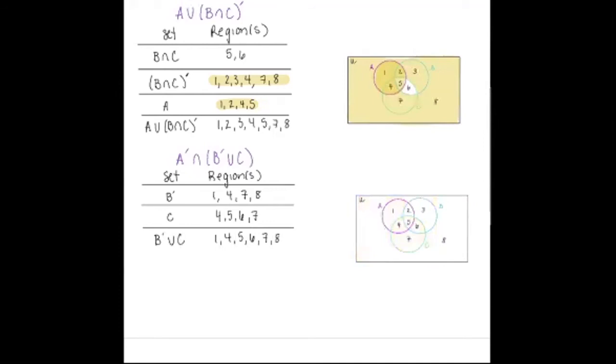Now I move on, and I'm going to find the intersection with A complement. So I've got to find A complement. That is everything not in A circle. So that will be regions 3, 6, 7, and 8.